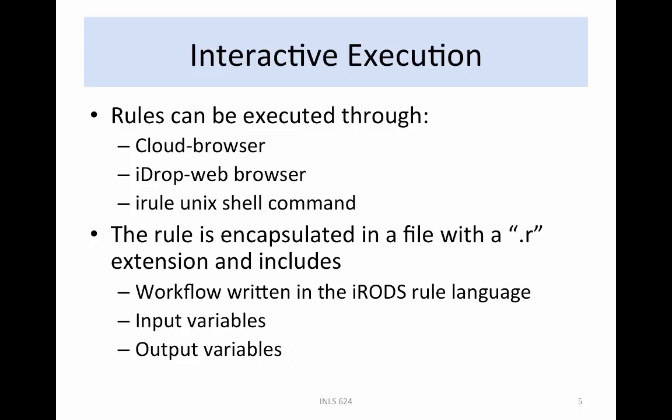Rules can query the ICAT metadata catalog to retrieve persistent state information, can access files within the data grid, and can invoke applications at a remote site. The rules will work in a distributed environment and can invoke processing at multiple sites.